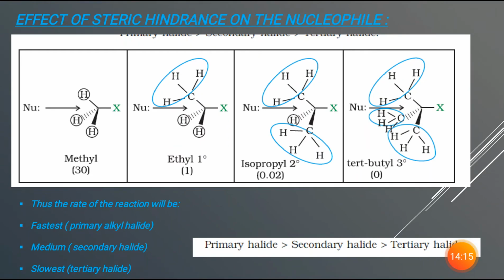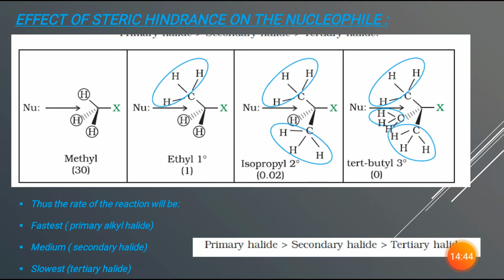Next, effect of steric hindrance on the nucleophile. Here you can see a primary one. This has less steric hindrance because fewer groups are attached to it. If you take secondary, you can see here isopropyl, see how much the steric hindrance is. And tertiary has maximum steric hindrance, how many hydrogens are attached, how many carbons are there.